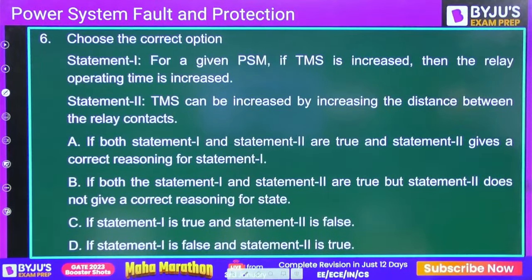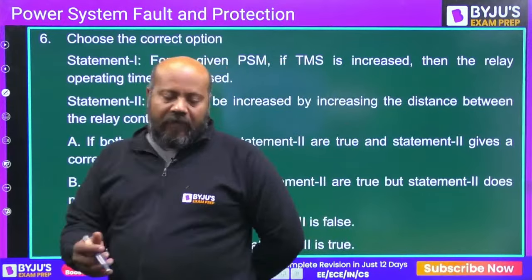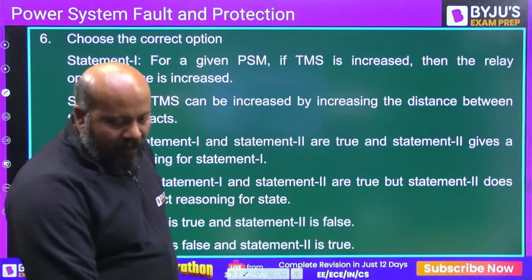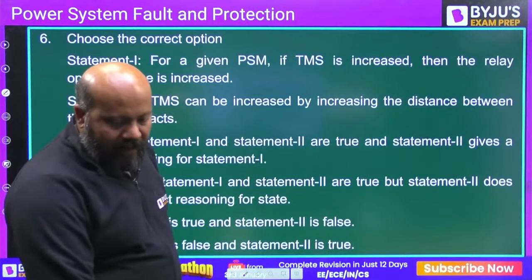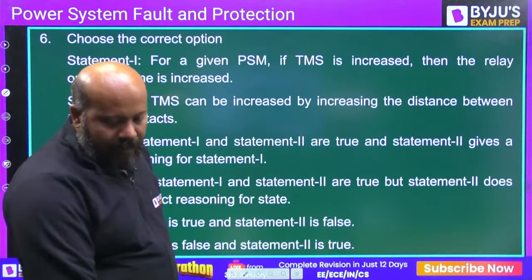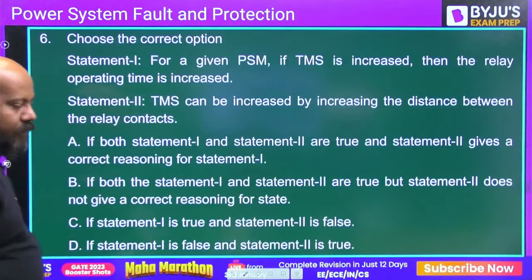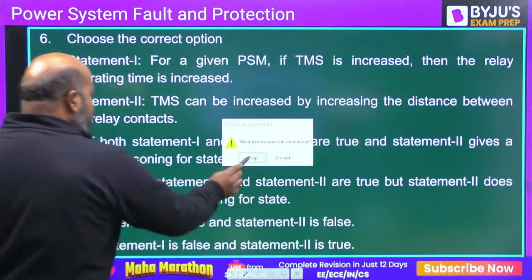Second, it says TMS can be increased by increasing the distance between the relay contacts. So, we have understood plug setting multiplier first. We will now understand what is time multiplier setting, that is TMS. Okay, so let me add some pages here.